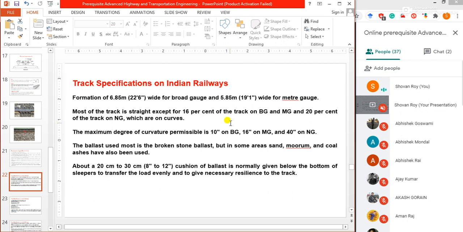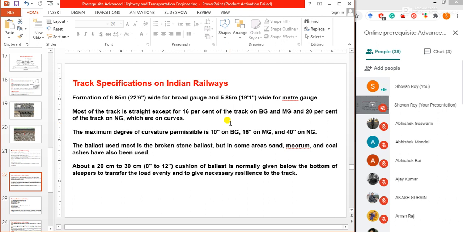About a 20 centimeter to 30 centimeter cushion of ballast is normally given below the bottom of sleepers to transfer the load evenly and to give necessary resilience to the track. Okay, these specification values are very important because they are provided for Indian Railways for their track.